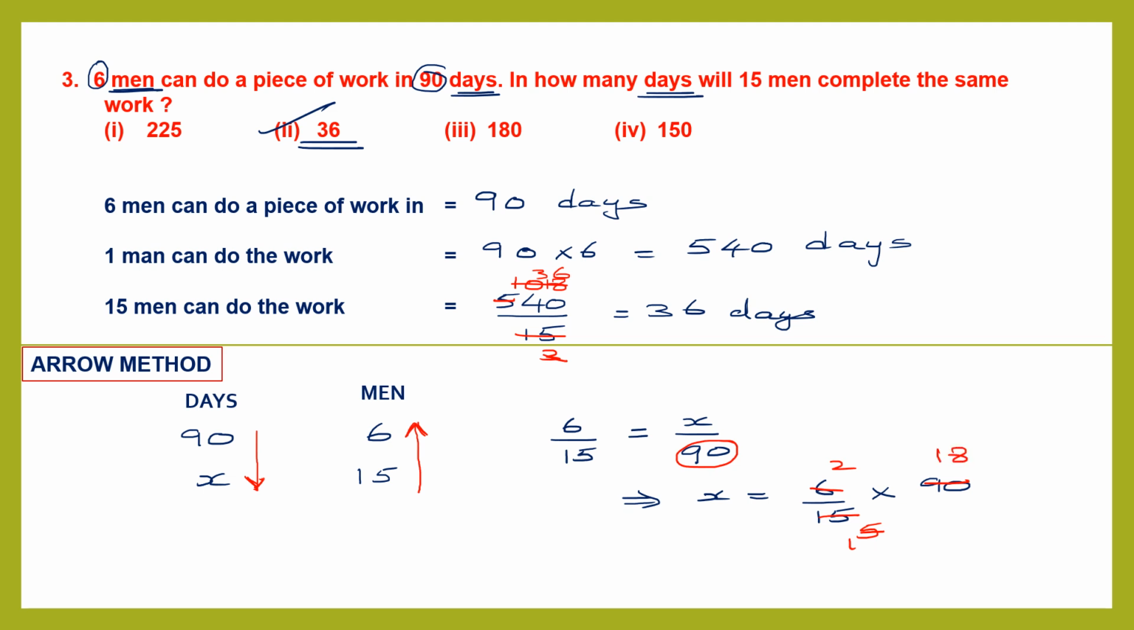Now we just have to multiply the numerators. 2 into 18 is 36. So now we have found the value of x. X is 36. That means this is the number of days that 15 men will take to complete the work. So our answer is 36 and we've already marked it in the options. Option 2, 36. So this is how we use the arrow method. This is one method that you can use, and whichever is easier you can follow.